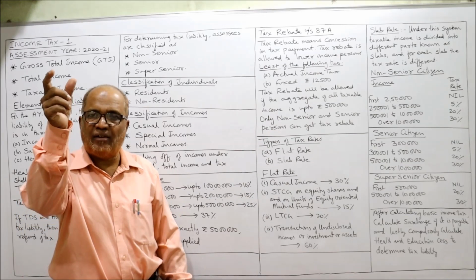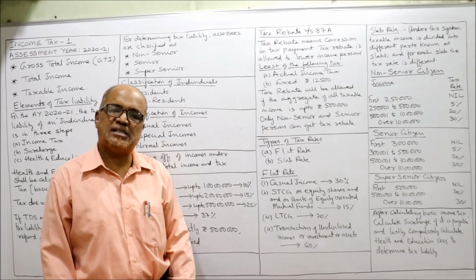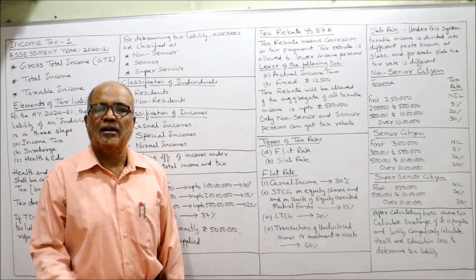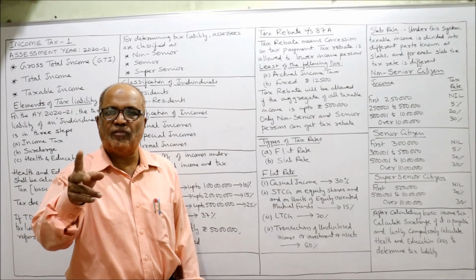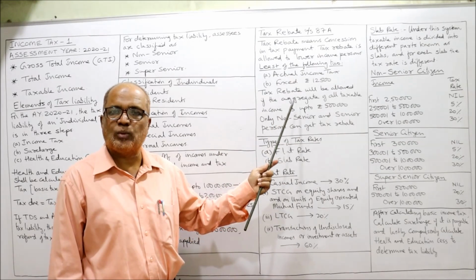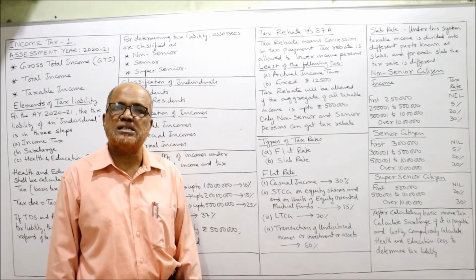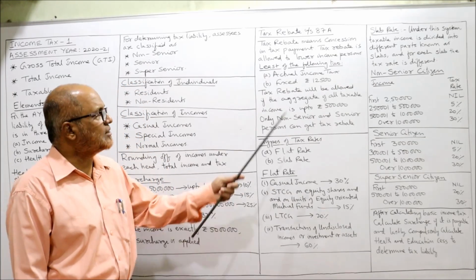So first we have to calculate the actual tax, basic income tax. Then fixed amount 12,500. This 12,500 is given by the income tax department. So whichever is less, actual income tax or fixed 12,500, whichever is less will be allowed as exemption, rebate under section 87A.